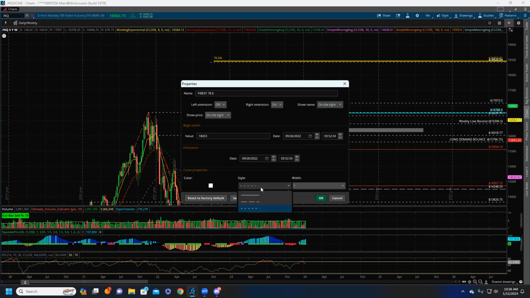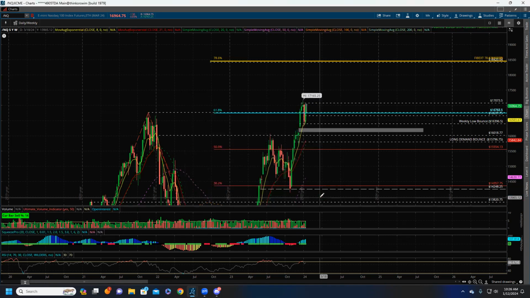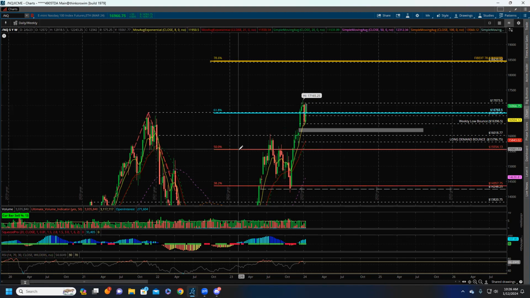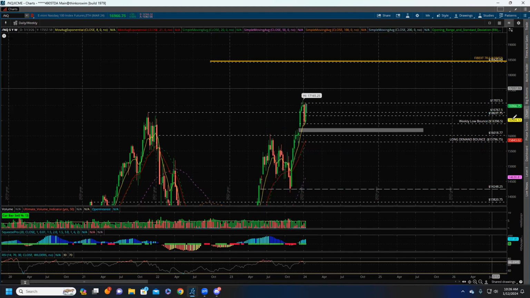And now maybe we can make this solid and then a little thicker and then make it the same color as our fib extension and go like that. And then we can take the fib extension off because it looks a little clunky. And now we have it.